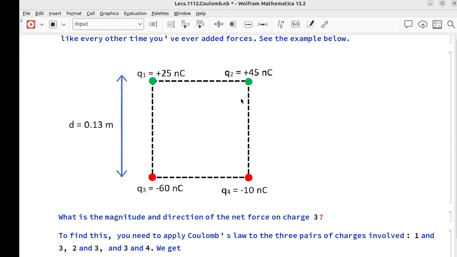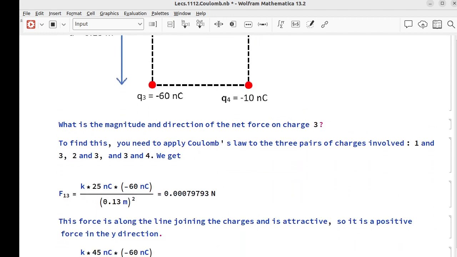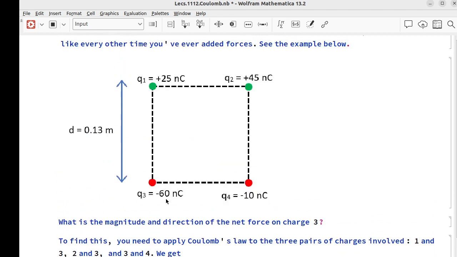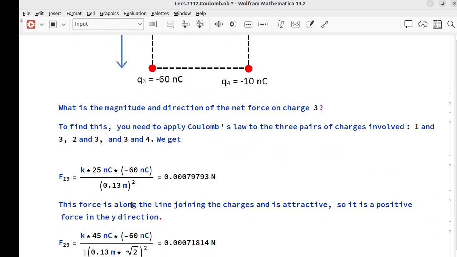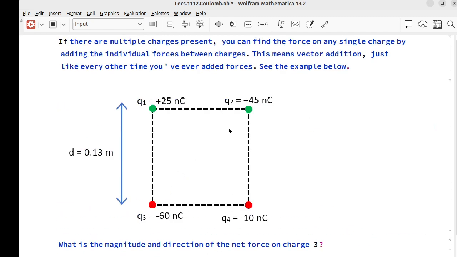What about between charges 2 and 3? Now the distance is larger by the factor of square root of 2, right, from the Pythagorean theorem. This is d, this is d, this must be square root of 2 d. So we put in the charges here, 45 nanocoulombs and negative 60 nanocoulombs. We put in the distance, square it. Now we get about 7.2 times 10 to the negative 4 newtons. This is attractive, so this means it's pulling in that direction.